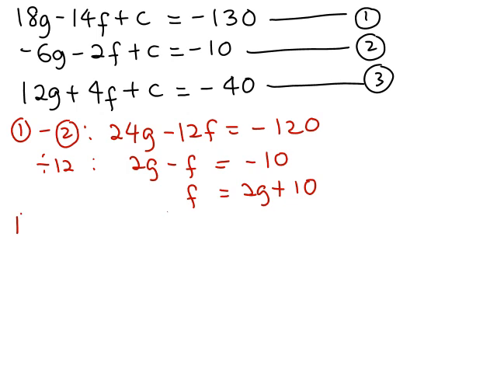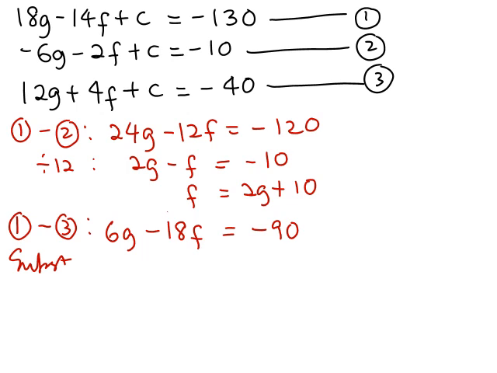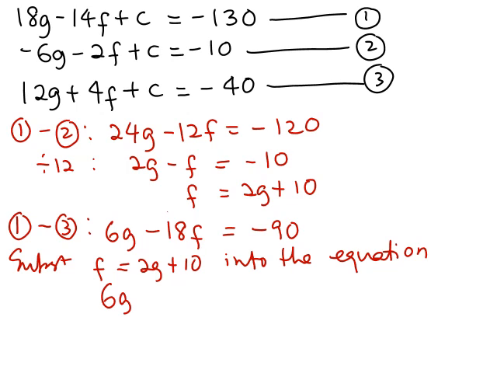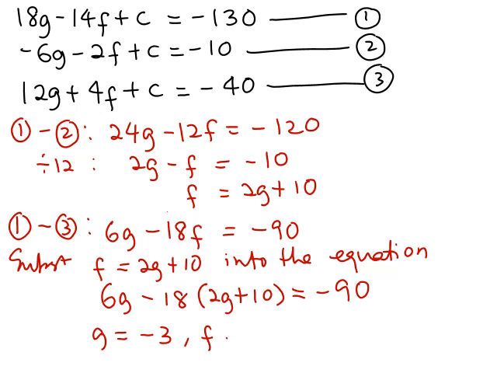Okay, when you take the first equation minus the third equation here, we are going to have 6g minus 18f equals -90. So substitute the value of f, f equals 2g plus 10, into the equation above here. So then you can have 6g minus 18 times (2g plus 10) equals -90. Then you solve this until you get g equals -3, and then your f here equals 4. And c here will be equal to -20.